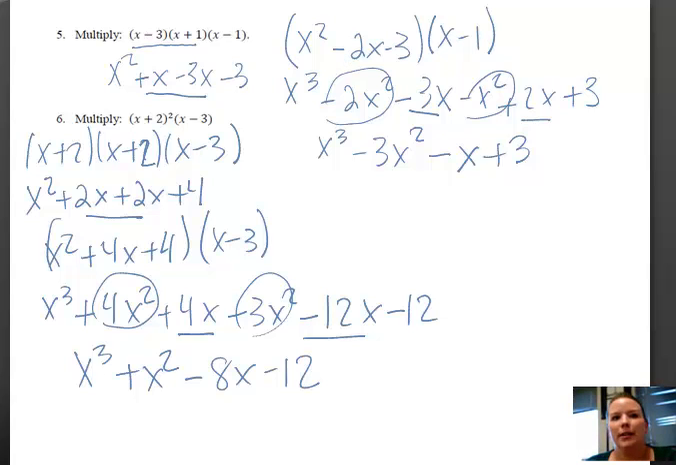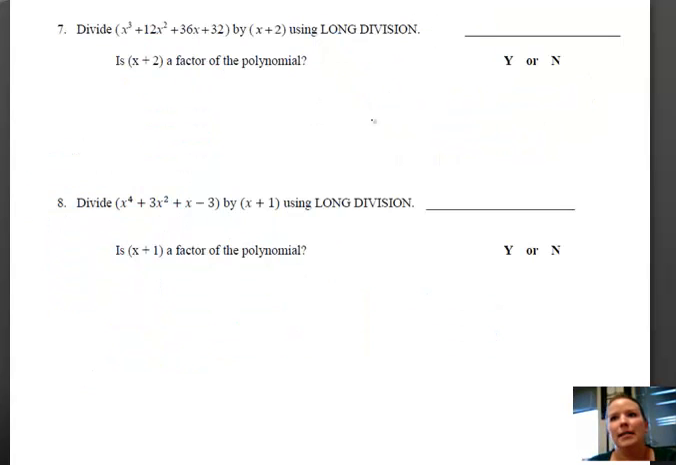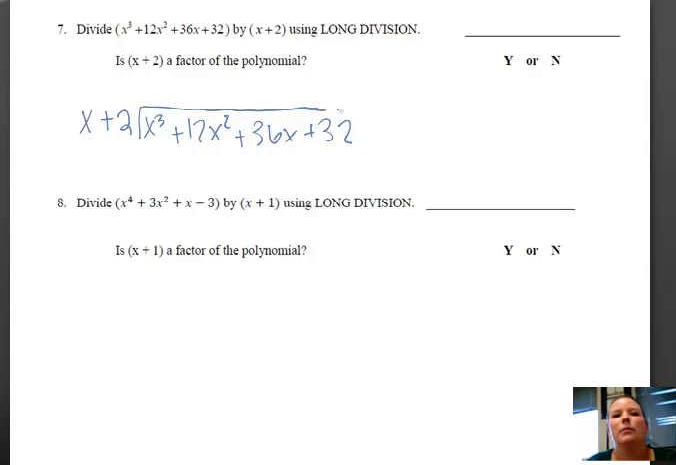Next problem is long division. So we practiced this more in class today, so hopefully it makes a little bit more sense. But this is how you do it. So I do x plus 2 divided into x cubed plus 12x squared plus 36x plus 32. And I'm totally going to run out of space. So I'm going to write over this and I'll figure that out.